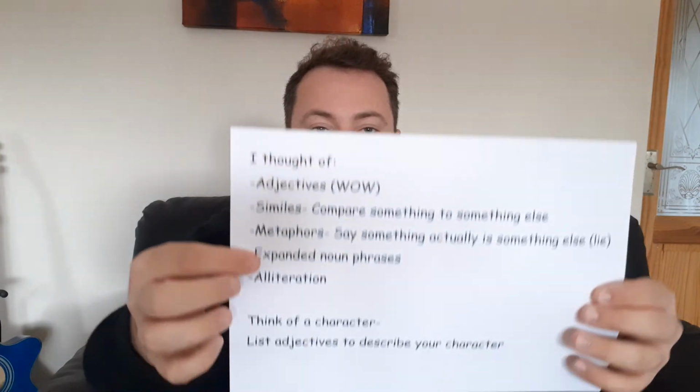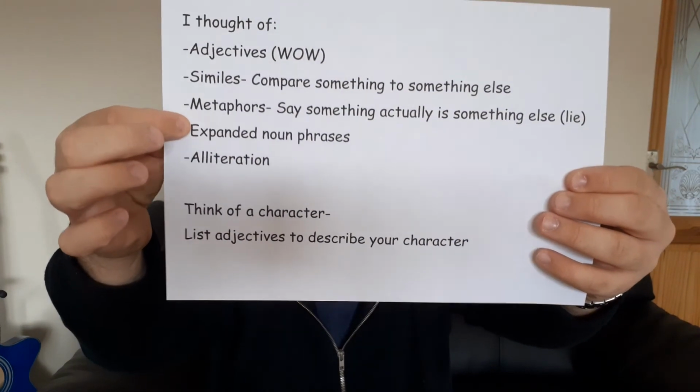Brilliant. Okay, so we've got adjectives, we've got some similes, we've got some metaphors written down now. I want to talk about expanded noun phrases as well. This is a year 4 objective, but it's still good for us to build on year 4 objectives in year 5. So expanded noun phrases, expanded nouns, there they are. And I'll give you a quick example of what this is like.